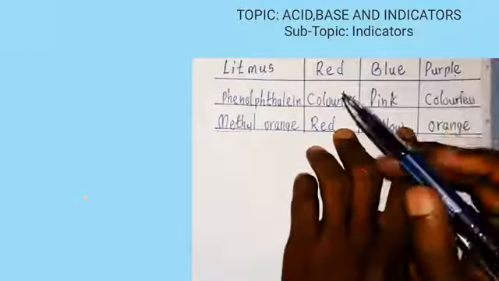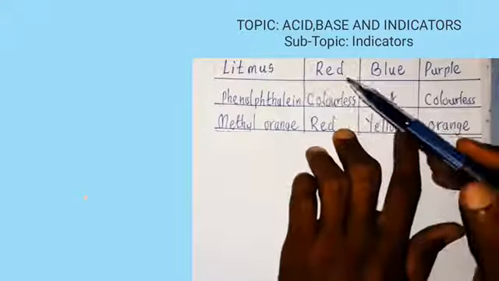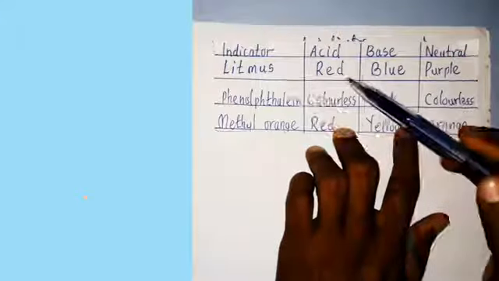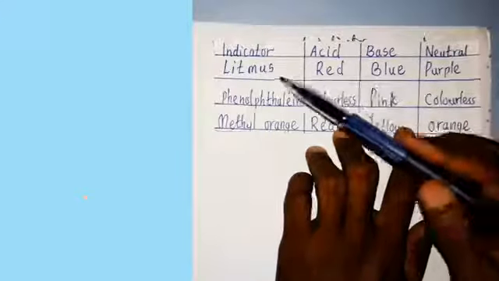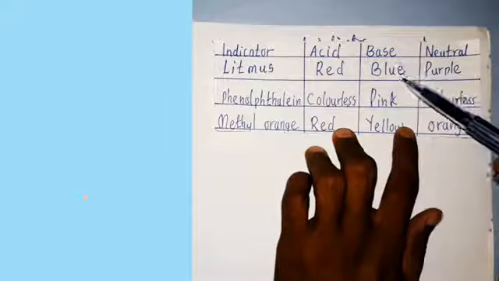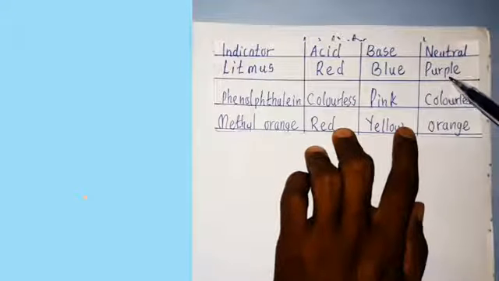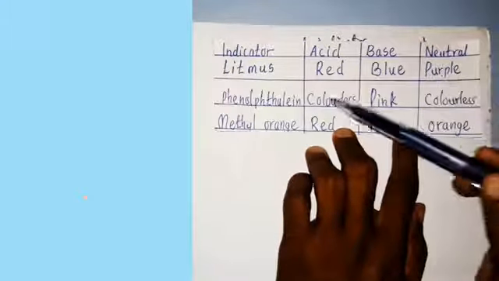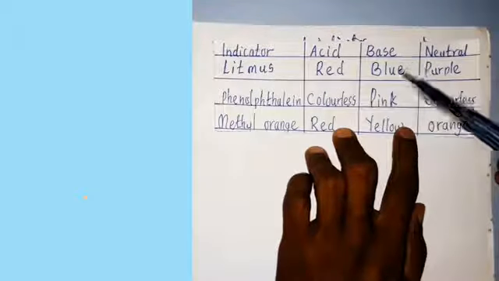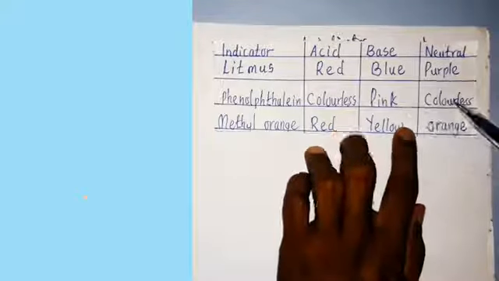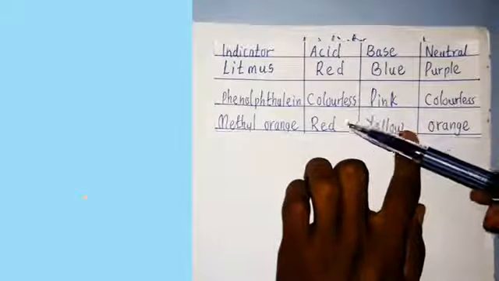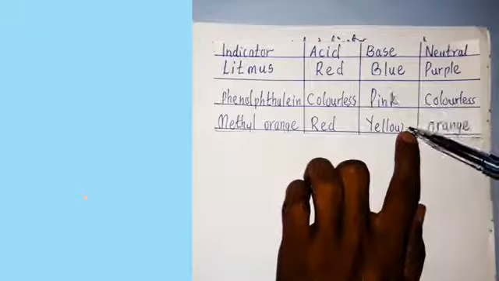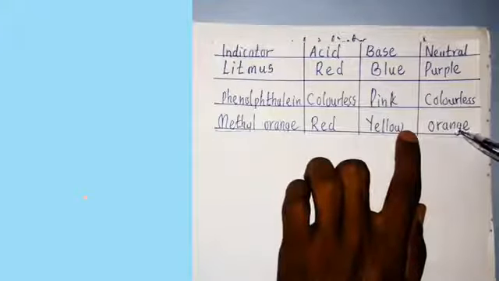So when you are using litmus and you want to test an acid, this litmus, which can be in solution or paper, turns red. In base, it turns blue, and then in neutral it turns purple. Then phenolphthalein is colorless in acid, pink in base, and colorless in neutral. Methyl orange is red in acid, yellow in base, and orange in neutral.